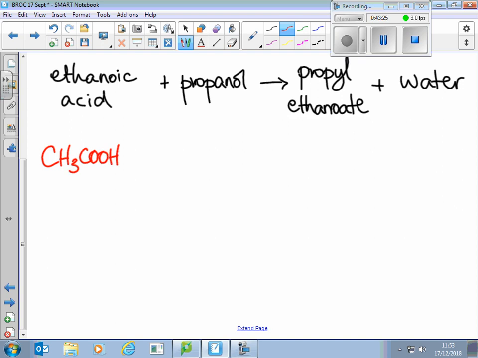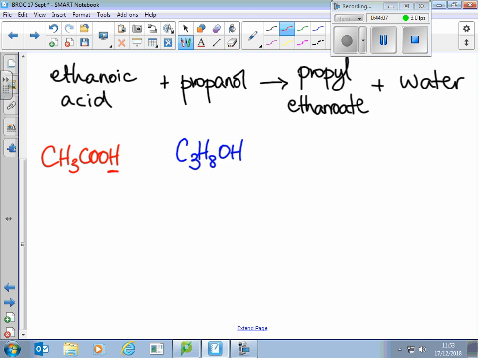Right. So that's our ethanoic acid. And I'll do the propanol, which is C3H8O. The bits that we use to make water here are going to be the hydrogen of the acid and the OH of the propanol. So what we end up with is actually written back to front because we want to put the propyl group instead of the hydrogen.